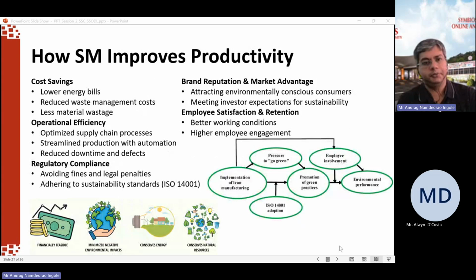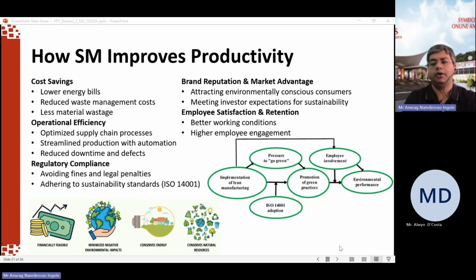Now, we want to discuss how sustainable manufacturing improves productivity. Some part of it we have already discussed, that there are some strategies for reducing energy consumption. So that is going to reflect in cost saving, that you will lower energy bills.